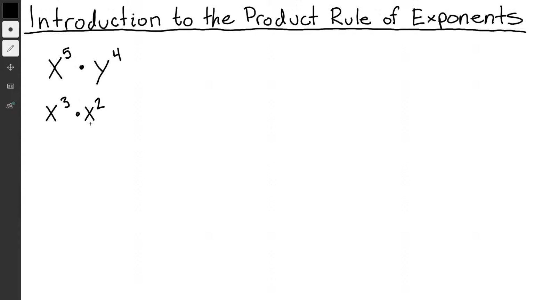In this example, both terms have a base of x. We have x cubed times x squared. So, since they both have a base of x, we can combine them into a single term. So, how do we do this?